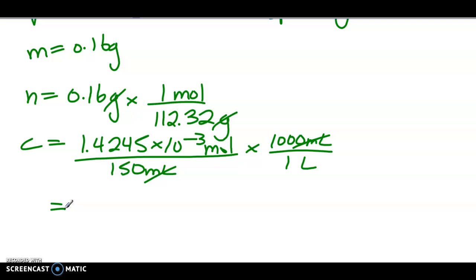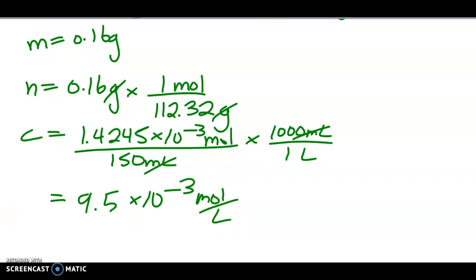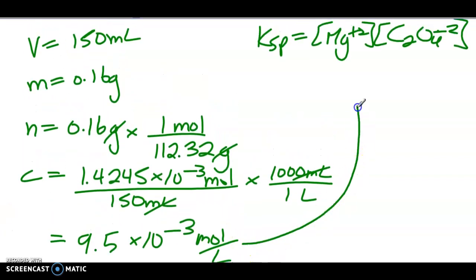Okay, so we get here a concentration of, just make sure we're on the right track here, 9.497, that's close enough, moles per liter. And that is now essentially our X. It's a 1-to-1 ratio. So we're going to take that value and square it.